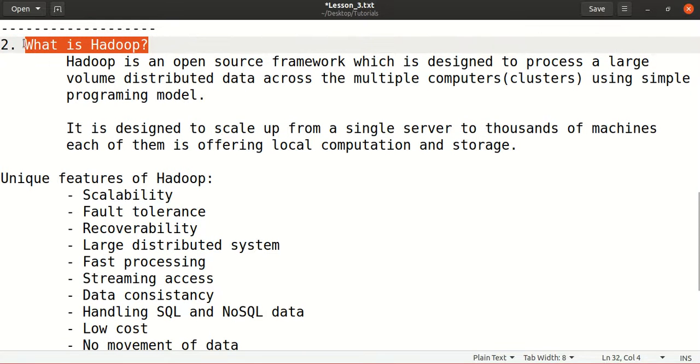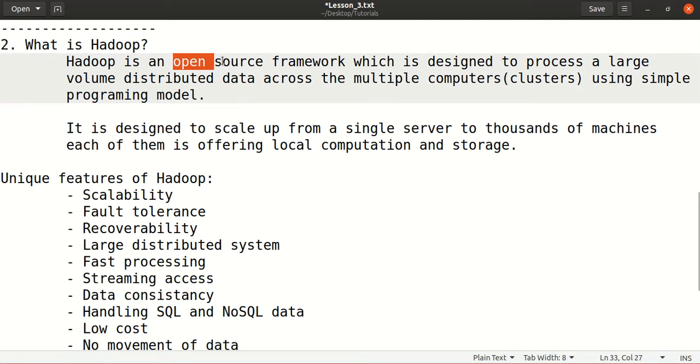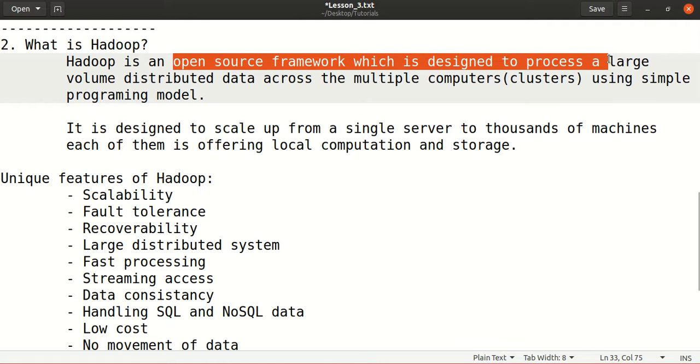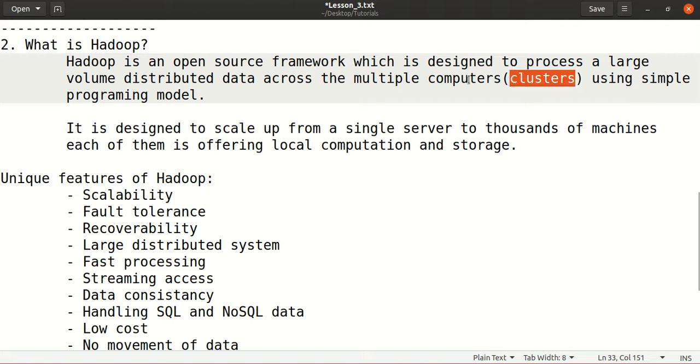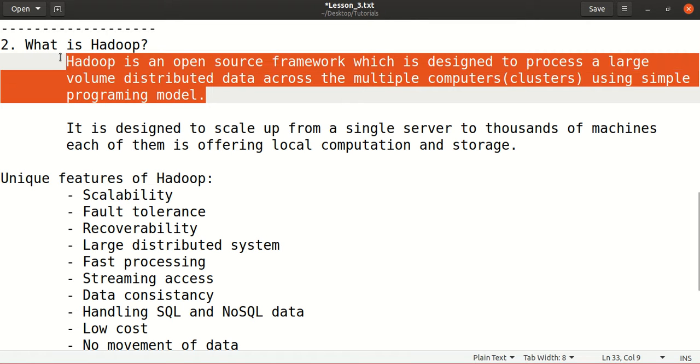So let's talk first about what Hadoop itself is. Hadoop is an open source framework which is designed to process a large volume of distributed data across multiple computers, which are called clusters, using a simple programming model. So from this definition, you can easily differentiate between a normal distributed file system and the Hadoop environment.